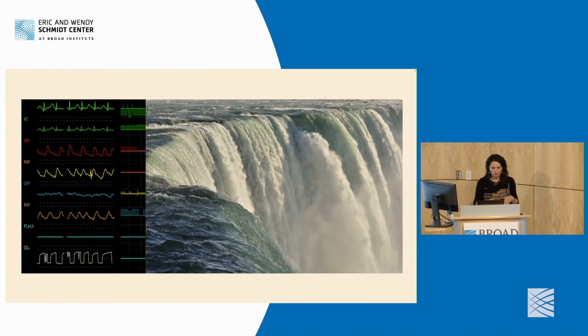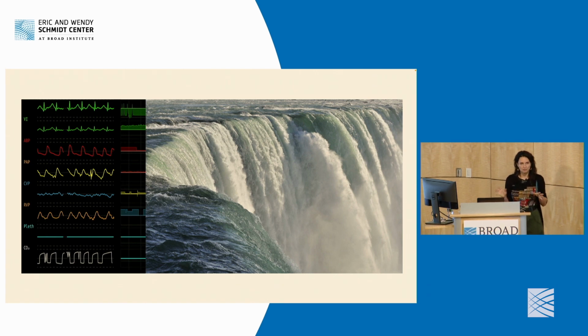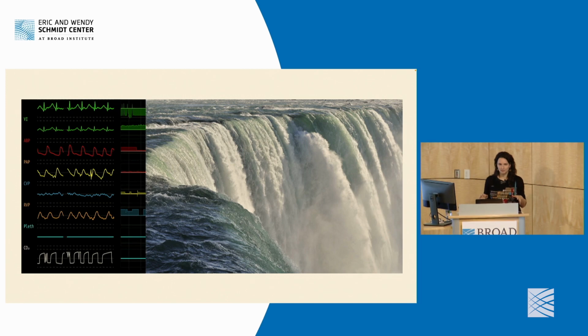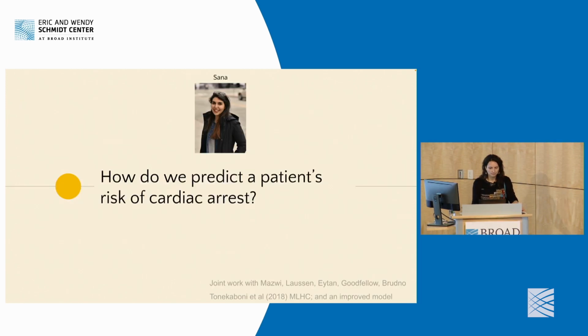And Peter actually always compares it to the throughput of Niagara Falls. Niagara Falls is roughly 200,000 cubic feet per second, and the data in the ICU is about 200,000 bytes per second. So there's really a comparable amount of data to water ratio here.